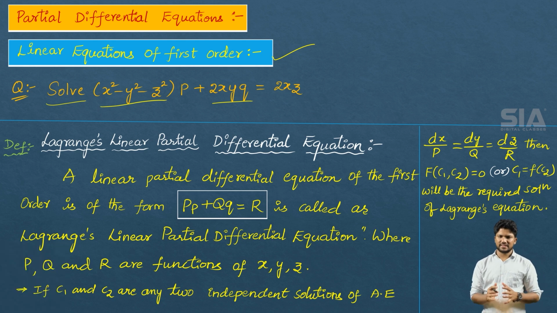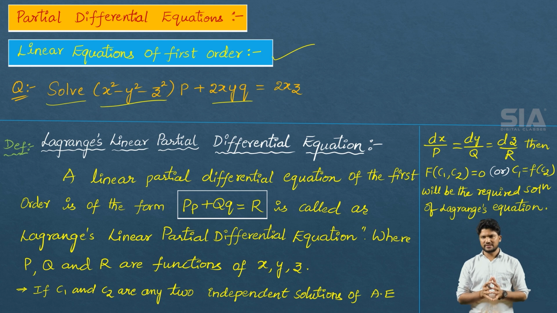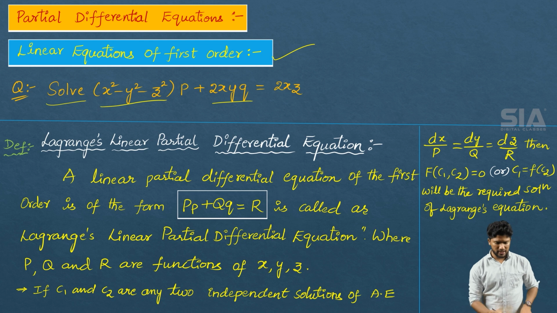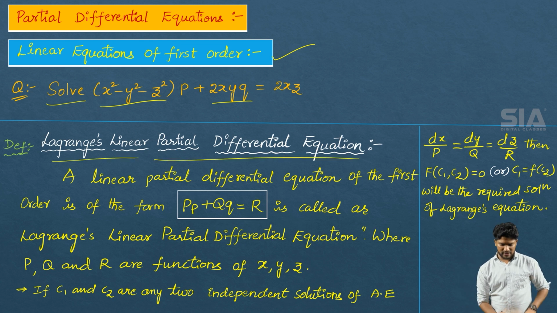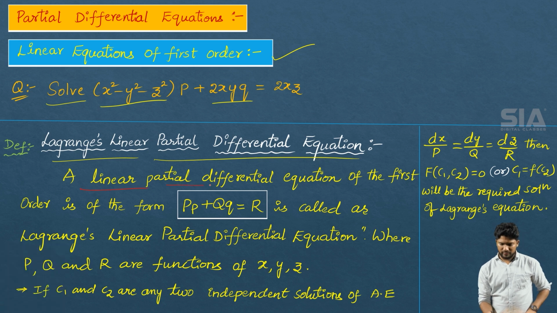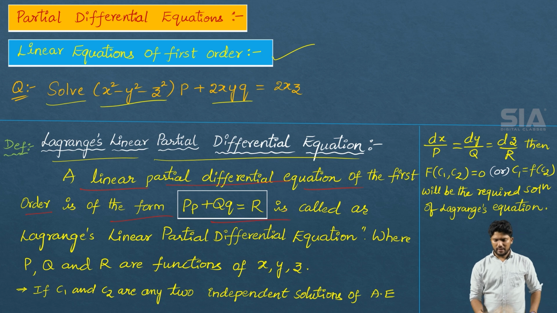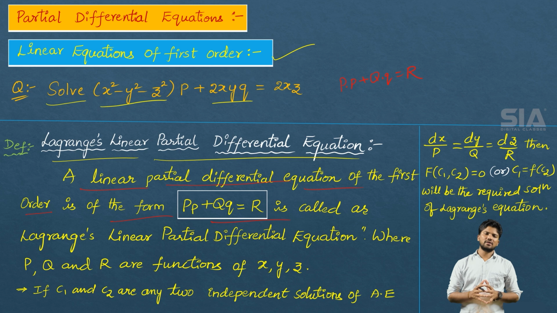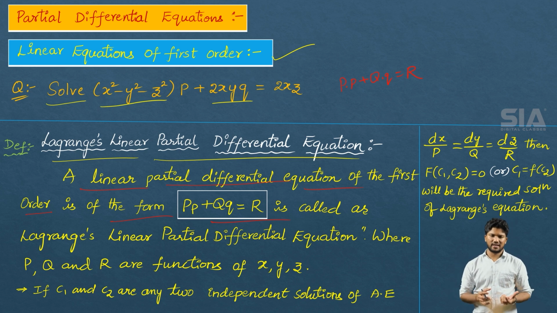First, we are going to discuss what Lagrange's linear partial differential equation is. We don't know how it looks, so that's why we are going to discuss the basic definition. Lagrange's linear partial differential equation. First of all, observe carefully. A linear partial differential equation of the first order is of the form capital P into small p plus capital Q into small q is equal to capital R.